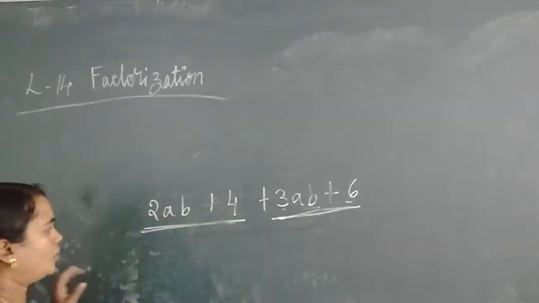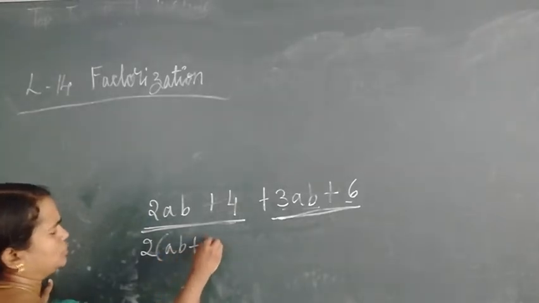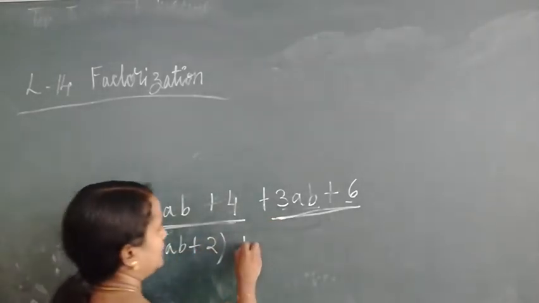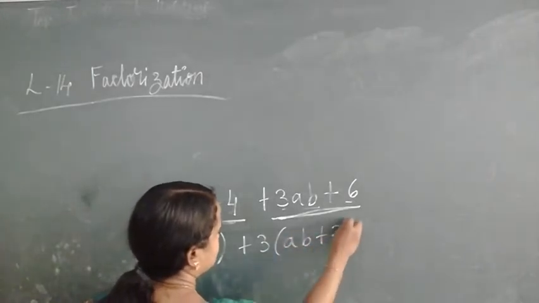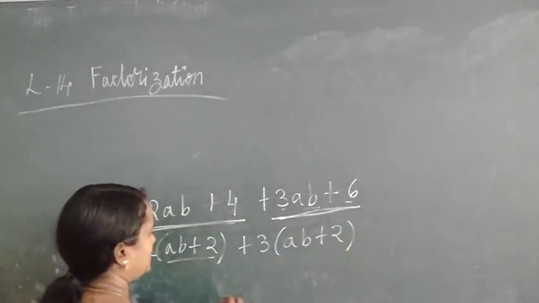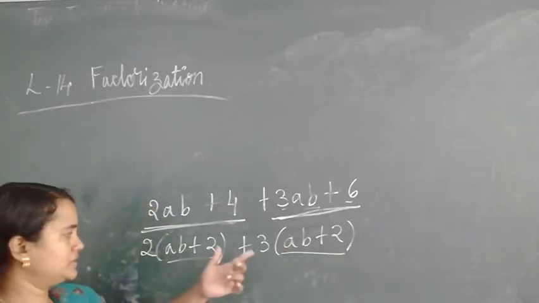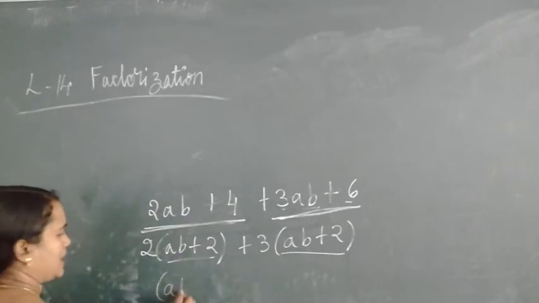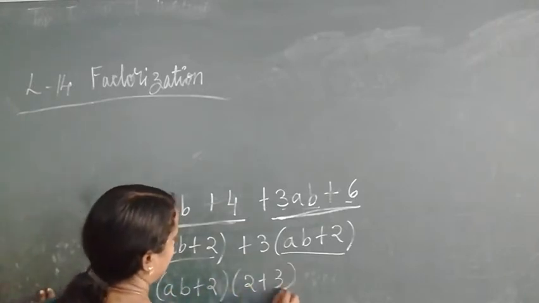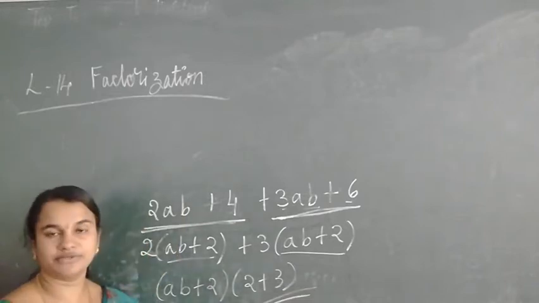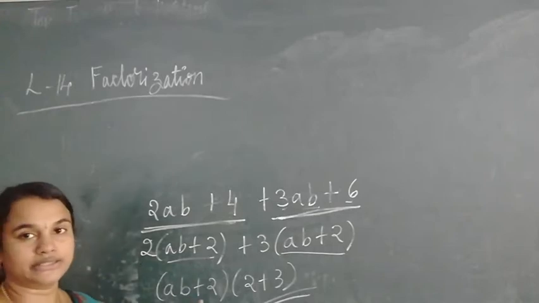Now here common is 2. ab left like that, plus 2 2s are 4. Here 3 will be the common, a plus b, 3 2s are 6. Now you can see ab plus 2, ab plus 2. Which is the common? This part is the common. Take it out: ab plus 2 and the left part 2 plus 3 will be the other. Like this we will solve. In this exercise we are going to solve the questions like this.